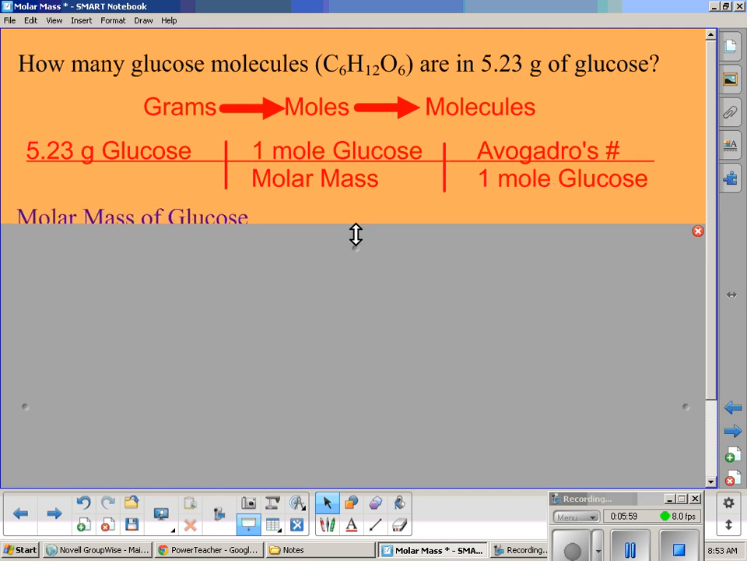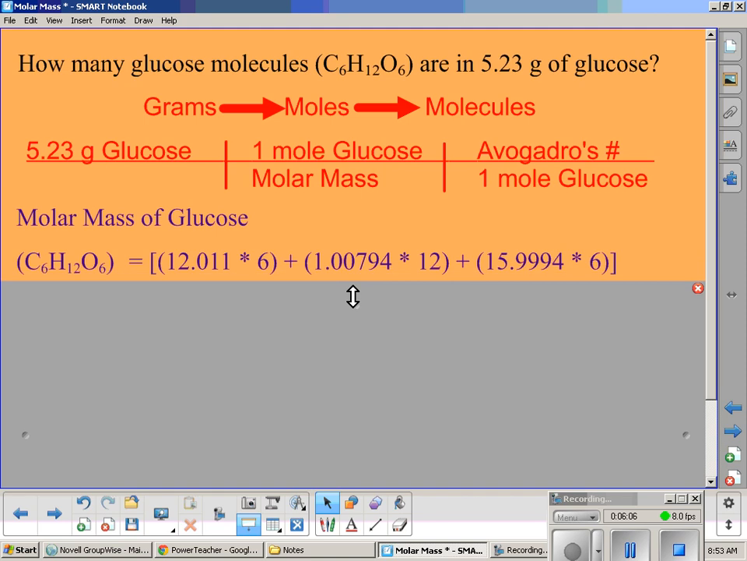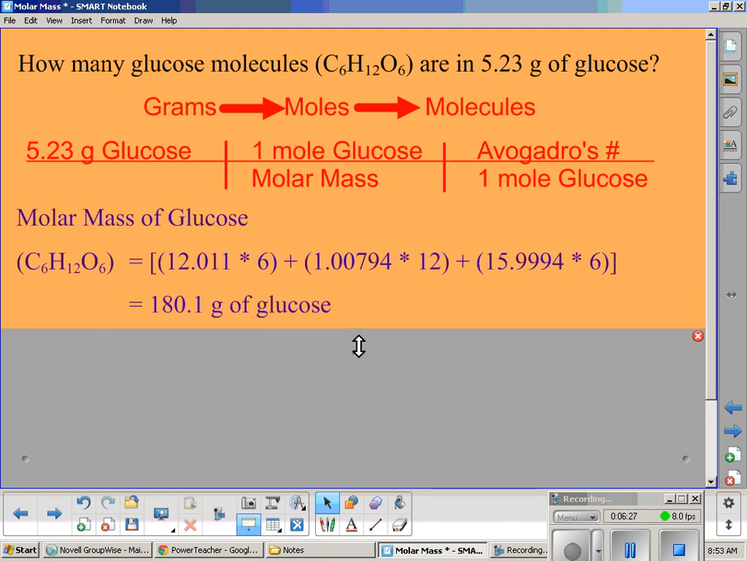So let's find the molar mass, because we need that before we do anything. So how much does one of these weigh? Well, C6, we have 6 carbons. Here's the atomic mass of carbon times 6 plus the atomic mass of hydrogen times 12, because there are 12 of them, plus the atomic mass of oxygen times 6, because there are 6 of them. Now you do your multiplication and addition, and you should come up with about 180.1 grams for the molar mass of glucose. Now we can just plug that in.